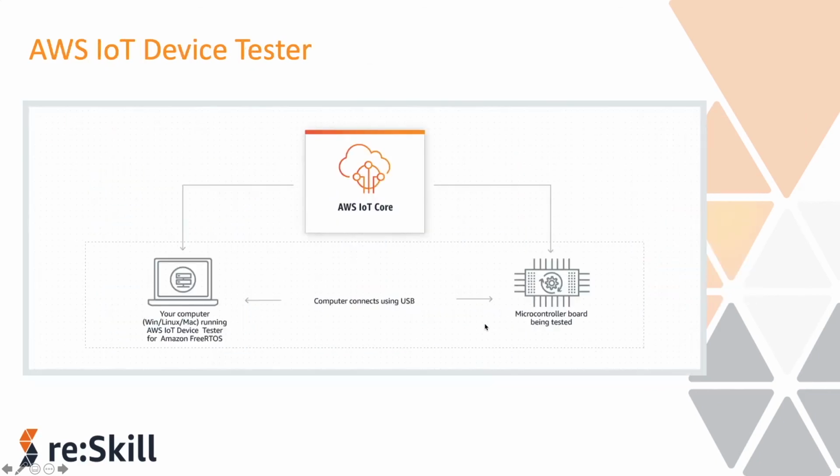Now let's move on to the next service, which is AWS IoT Device Tester. What happens here is that when we develop firmware for these microcontrollers, AWS has a tool that checks for its integrity, security, all that stuff. That gives us a good idea of how well we are developing our firmware. That's what IoT Device Tester is about.